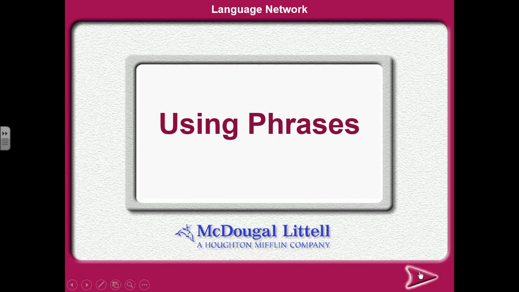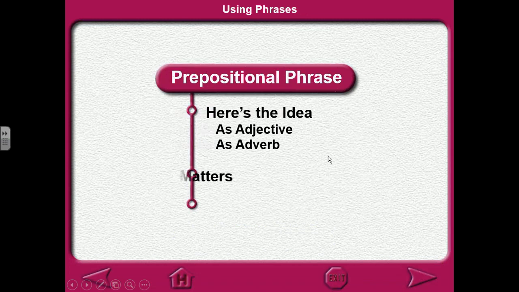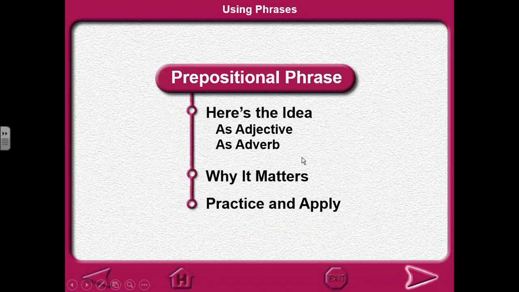because it's not so much the concept that I think you're going to struggle with as much as maybe doing it. So a lot of this is going to be practicing. All right, so prepositional phrase as an adjective and an adverb, we're going to talk about why it matters, and then we're going to practice and apply.